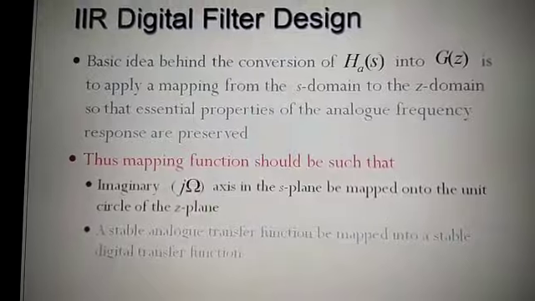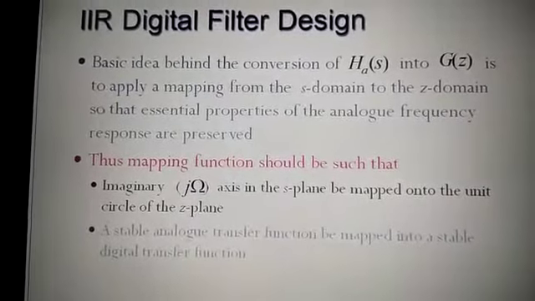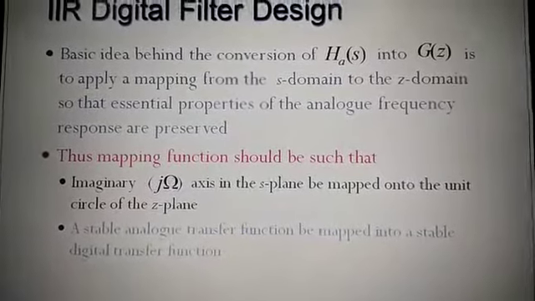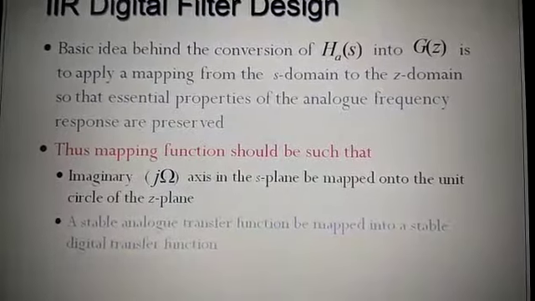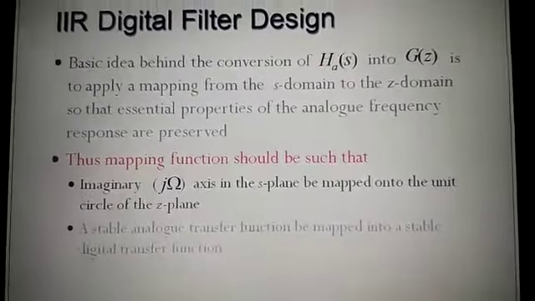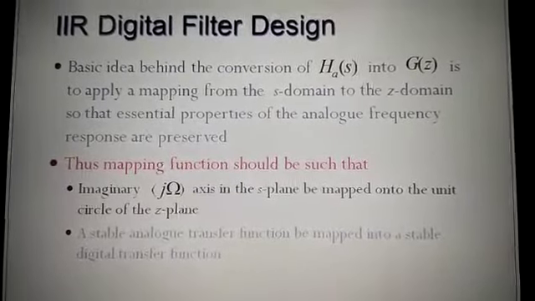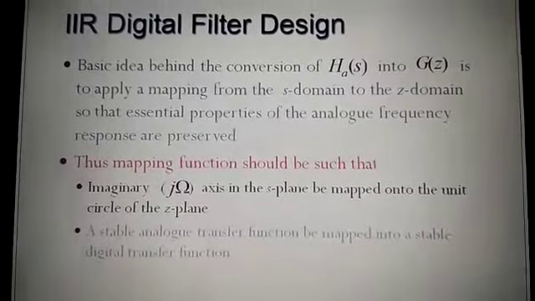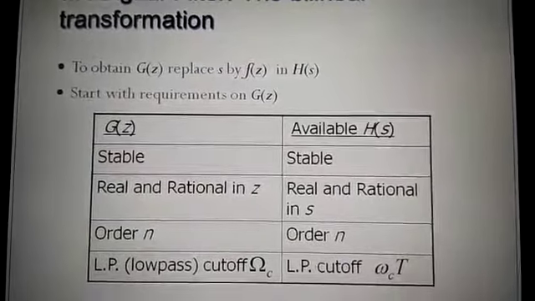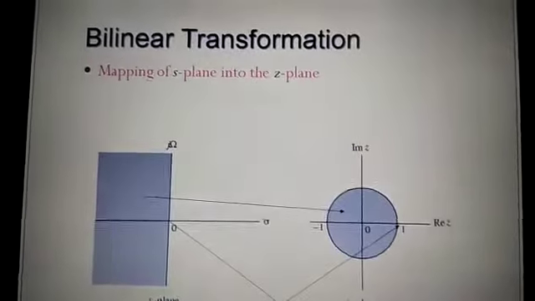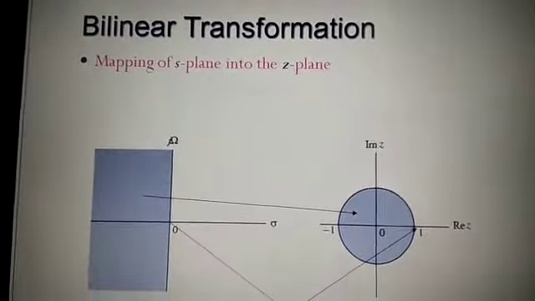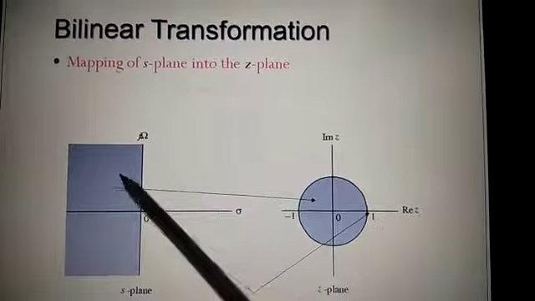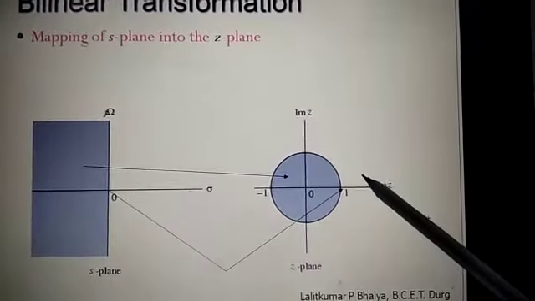Here the mapping is important. The mapping function should be such that the imaginary, that is the j omega axis in the S plane, must be mapped onto the unit circle of the Z plane. Here the S plane is mapped into the Z plane because we are converting the analog into digital filters. That is why mapping is also important. Let us see this mapping with respect to the diagram. With the help of the bilinear transformation, we can map this analog domain, that is the S domain, into this digital domain.